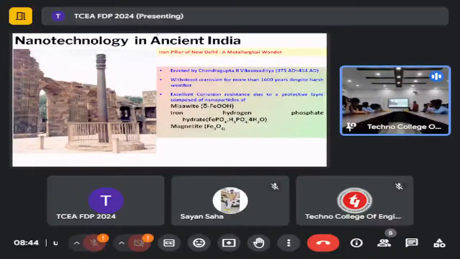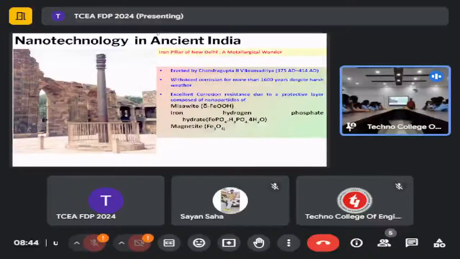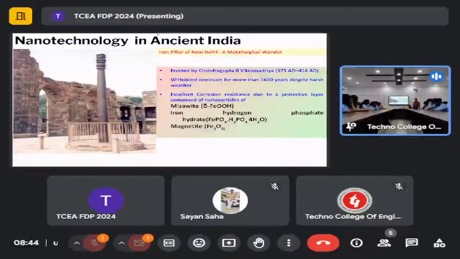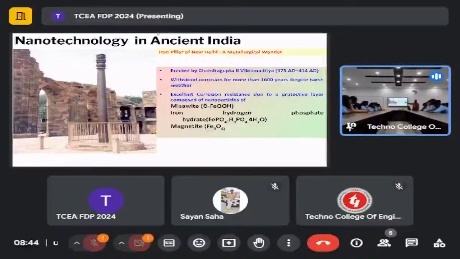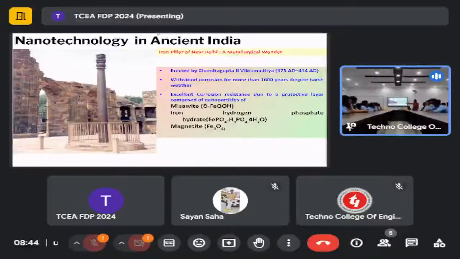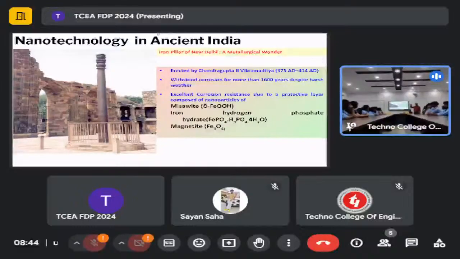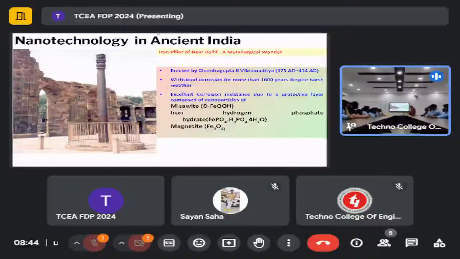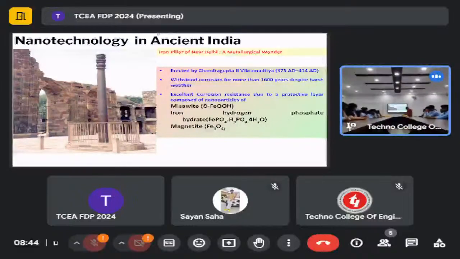Have you seen that particular iron pillar? Anyone? This is the iron pillar near Qutub Minar. It was built in 375, 1600 years ago, but it is still there in that condition without rusting. Why? Because there is a whitish lining of nanomaterials around that pillar. That's why it is still there without rusting. That's why I want to say that Indian people used to know about nanotechnology.